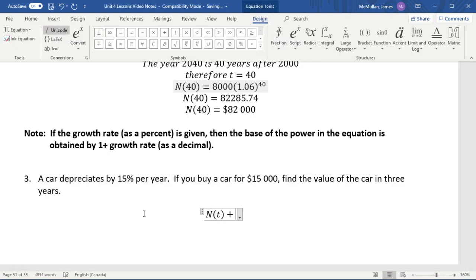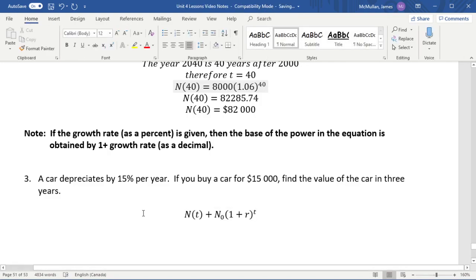Again, N of T is going to be N0 times (1 plus R) to the power of T. We don't need a D here because it's per year. It depreciates per year, and time is measured in years. So we don't need a special value for D. We're just going to leave it as T.